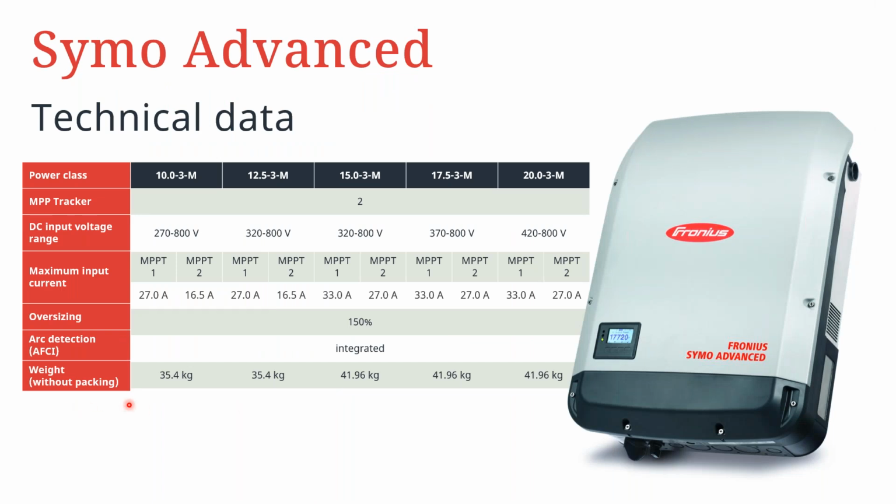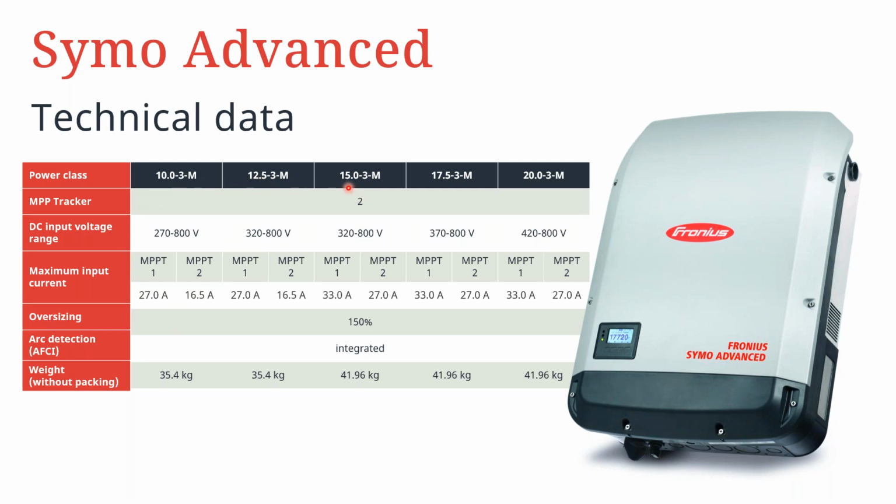Then we do also have an existing inverter class or series, which is the SIMO Advanced. So it's very similar to the existing SIMO inverters. The only thing that has been added is the AFCI, which is the arc fault circuit interrupter. If you look at the power classes, these are exactly the same as the existing SIMO series. So we are starting from 10.3, 12.5, which are pretty much like residential class inverters.